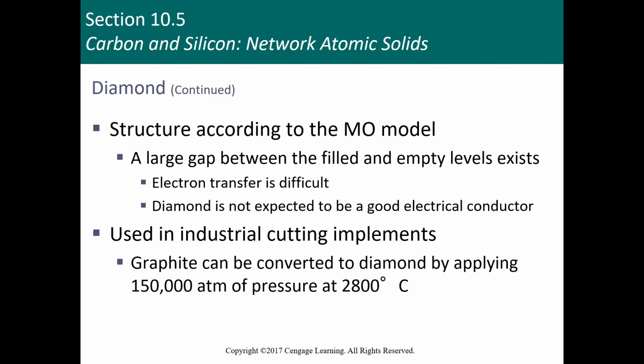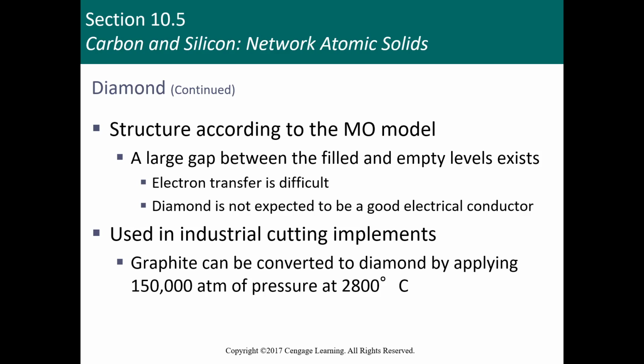And it's a great way to recycle your diamond, because obviously some of it gets wasted when you cut your diamonds for whatever purpose you need them. You take that diamond, you take the powder, make cutting implements. Pretty good use. Graphite can actually be converted to diamond by applying 150,000 atmospheres.